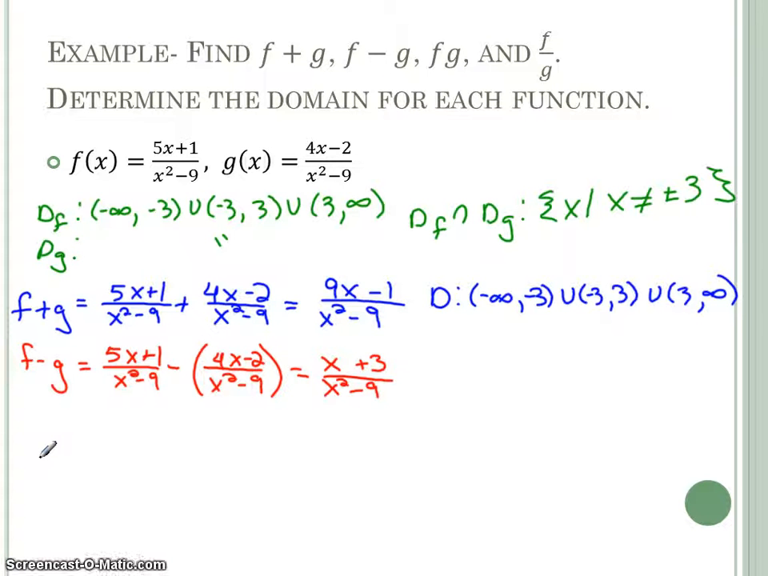Okay, is there anything we can do to simplify that? If we were to factor it, it would simplify. How did we say that x squared minus 9 factored? x plus 3, x minus 3. Right, we can cancel out those x plus 3's.